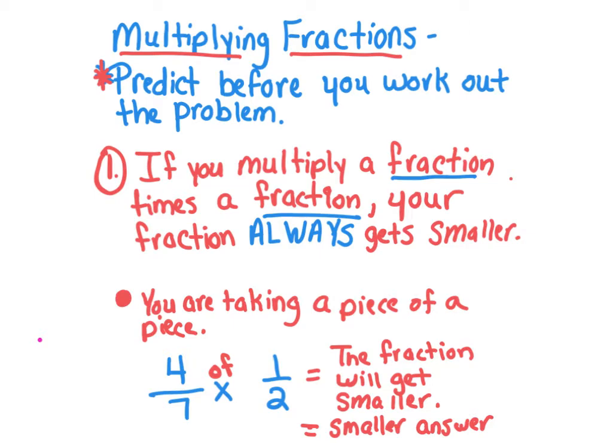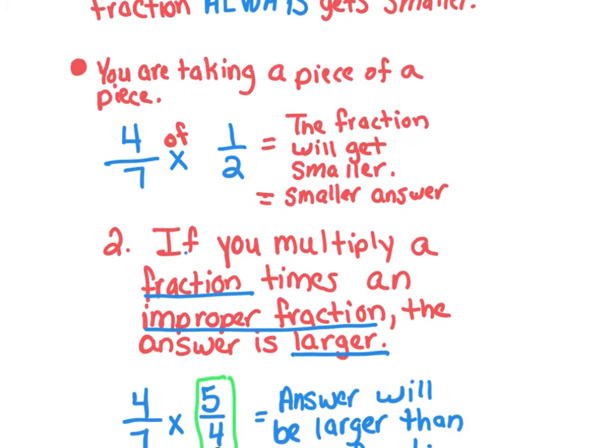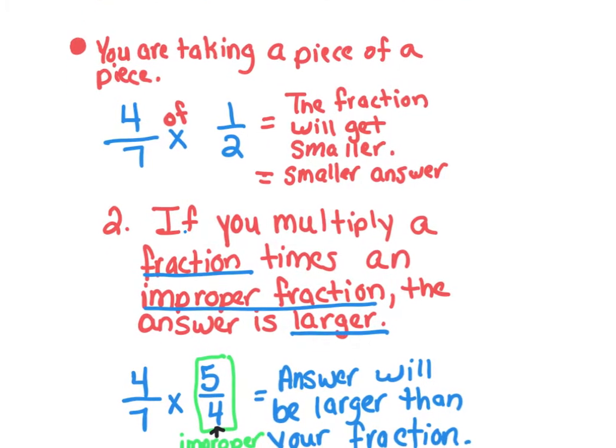The first one, if you multiply a fraction times a fraction, your fraction always gets smaller. So if you're multiplying a regular or proper fraction times a regular or proper fraction, your answer will always get smaller. What you end up with will be smaller than both of the fractions you start with, because you are really just taking a piece of a piece.